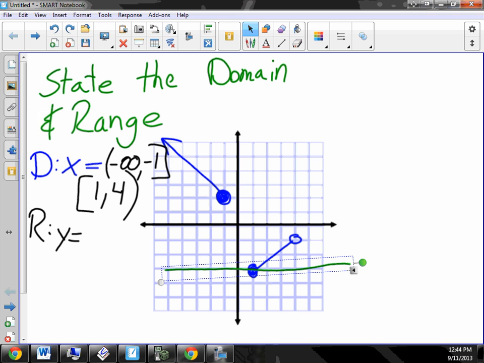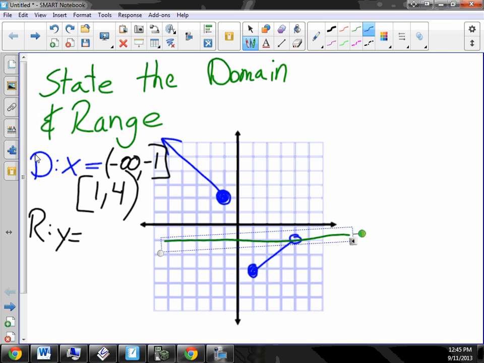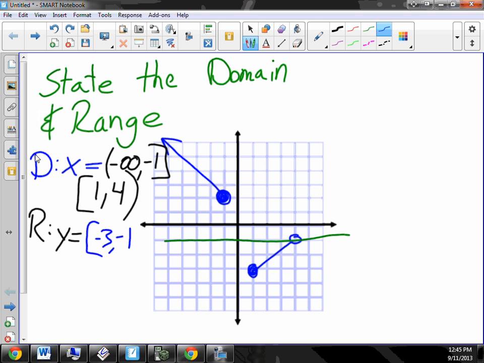Negative 3. Because this horizontal line touches the y-axis at negative 3. What is the biggest number? Negative 1. So the first y part of the range is negative 3 comma negative 1. Is negative 3 included? Yes. Is negative 1 included? No.